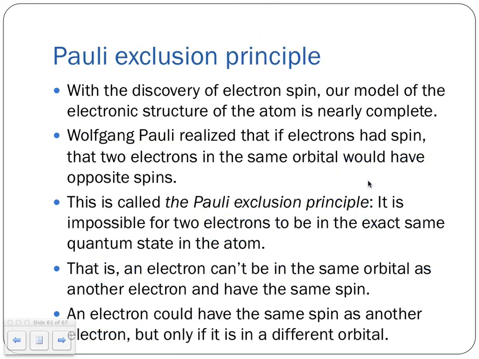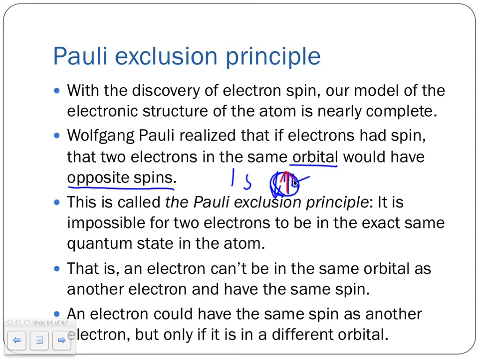Now, once they discovered electron spin, the model of the atom and the electrons in it is almost complete. Another guy, Wolfgang Pauli, realized that if electrons had spin, then if you had 2 electrons in the same orbital, they have to have opposite spins. So let's say the 1s, because remember the 1s subshell has only 1 orbital in it, that spherical one right there. That would have 2 electrons in it. And according to Pauli, one of those electrons is going to be a spin up electron, and the other one is going to be a spin down electron.